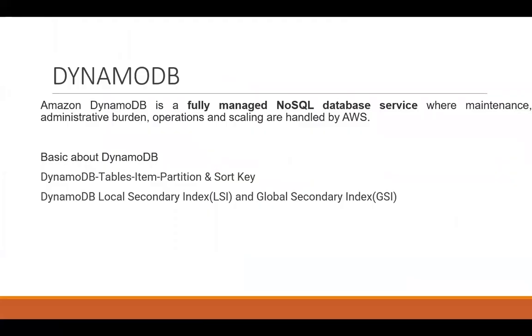Talking about DynamoDB, it is a fully managed NoSQL database service where maintenance, administrative burden, operations, and scaling are handled by AWS. In order to know about the basics of DynamoDB, you can please check my previous videos. I will provide the link in the description. In one of the videos, I have explained the basics about the DynamoDB, about the table, item, partition, as well as the sort key. And in another video, I have explained what is the local secondary index and what is a global secondary index. So you can watch those previous videos.